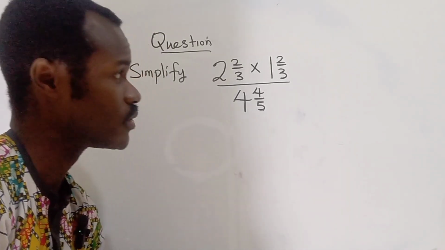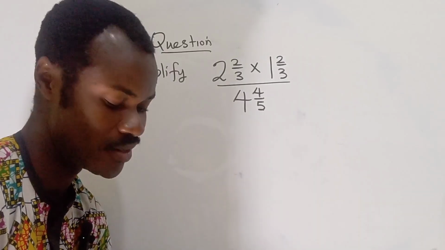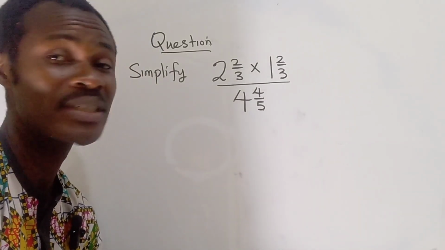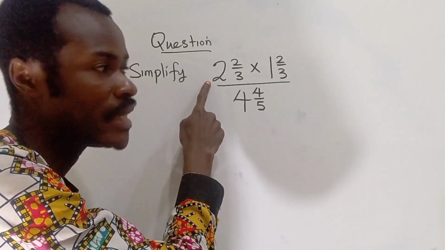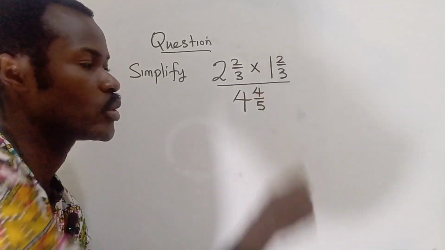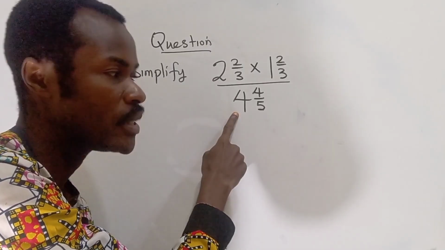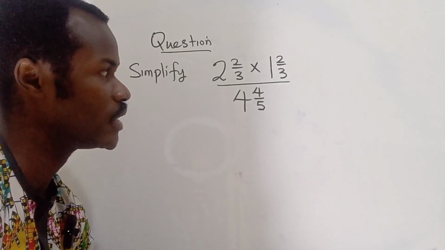Alright, so today we are going to look at a simple problem on fractions. We have to simplify what we have on the board: two whole number two over three, multiplied by one whole number two over three, all divided by four whole number four over five. So how do we solve this?